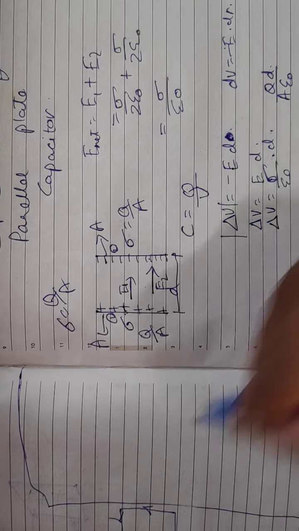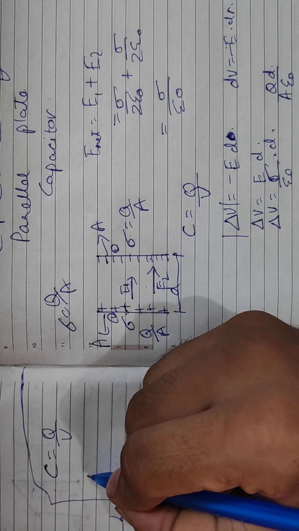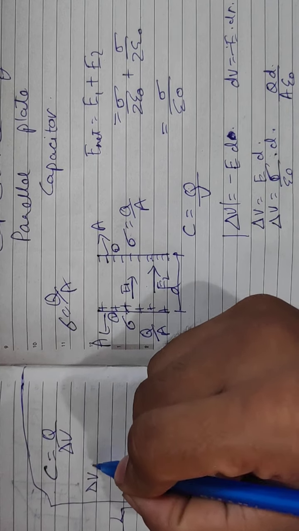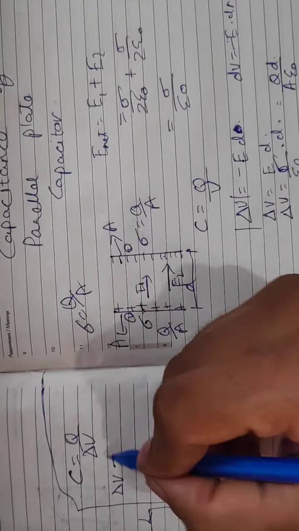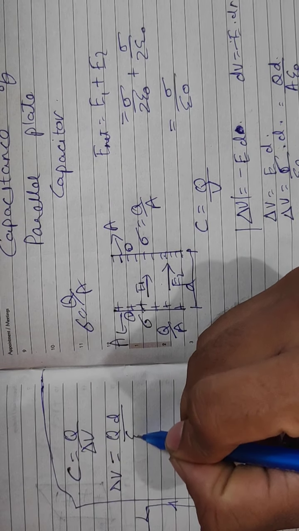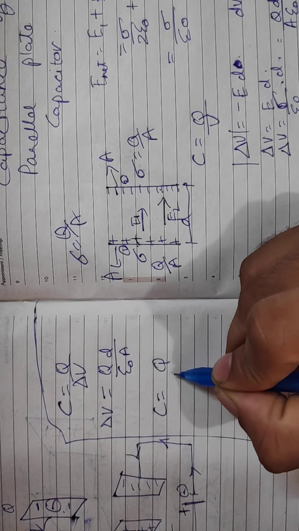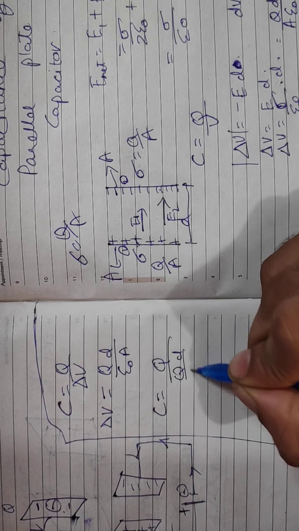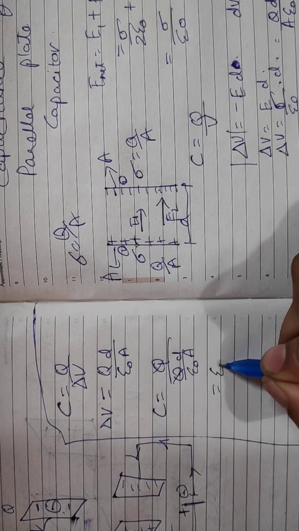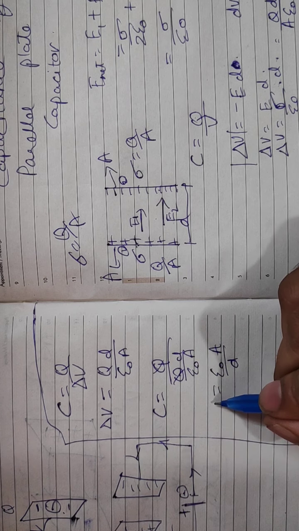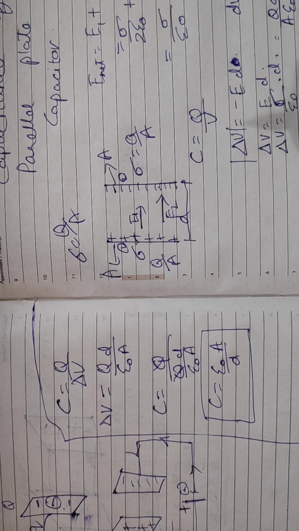From here we know, we'll write once again, C equals Q by V. We have found the value of V; you can also write delta V because it is always the potential difference. We found it to be Q d upon epsilon naught A. So C will be Q upon Q d upon epsilon naught A. Q and Q cancel, giving epsilon naught A upon d. So the capacitance of a parallel plate capacitor is epsilon naught A by d.